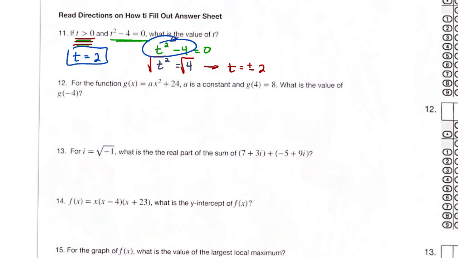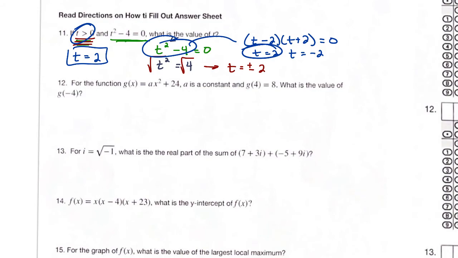The other way to solve this is the difference of squares. That's t minus 2, t plus 2. That's how it factors. And so it tells you the same thing. t is either 2 or negative 2. And again, we choose the positive because it's bigger than 0.